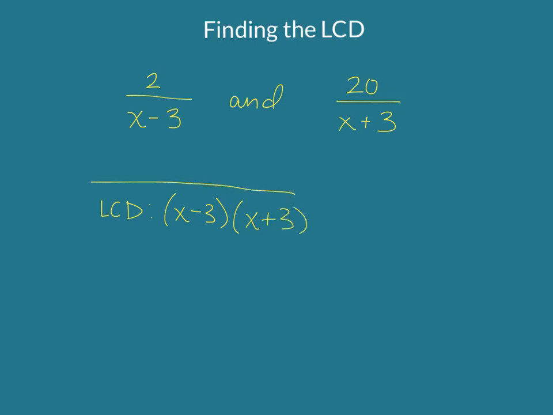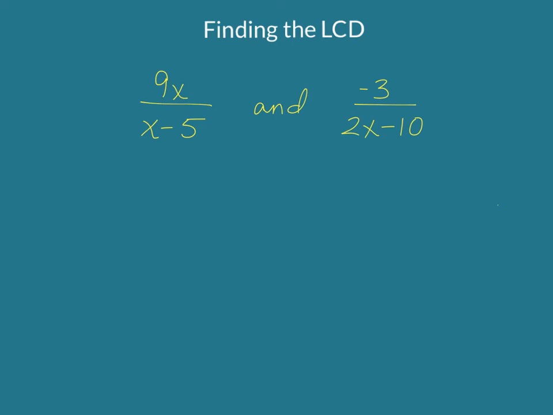So we can write our LCD like this, or if you were to multiply these two out, we'd have x squared plus 3x minus 3x, so they cancel, and minus 9. That is a difference of squares, so you could also write it as x squared minus 9. Two ways to write that LCD.